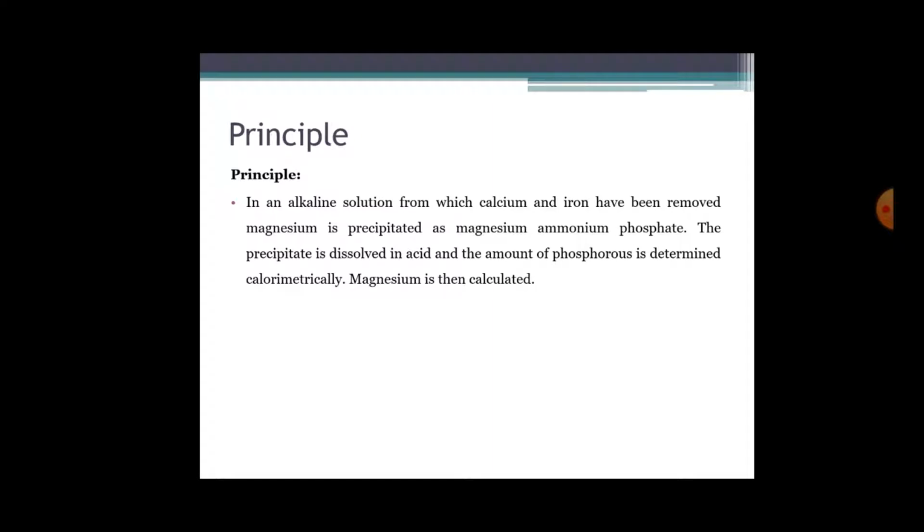In the alkaline solution from which the calcium and iron have been removed, we can precipitate the magnesium as magnesium ammonium phosphate. This precipitate is dissolved in acid and the amount of phosphorus is determined colorimetrically, and then magnesium can be calculated.